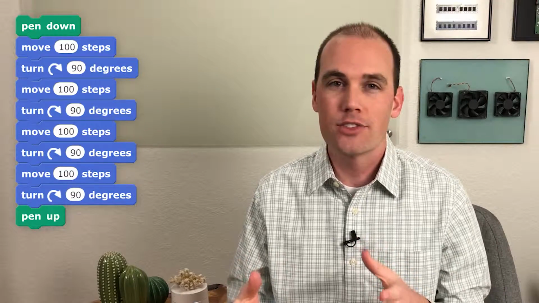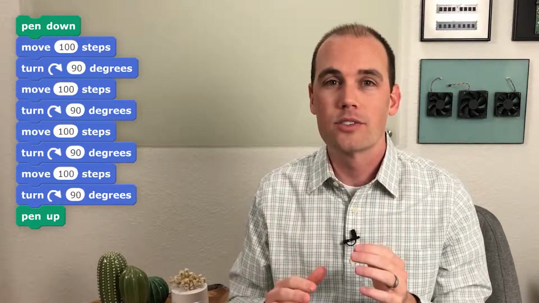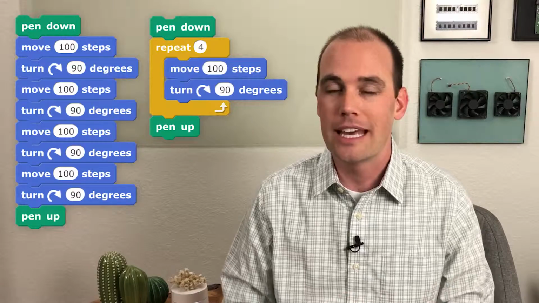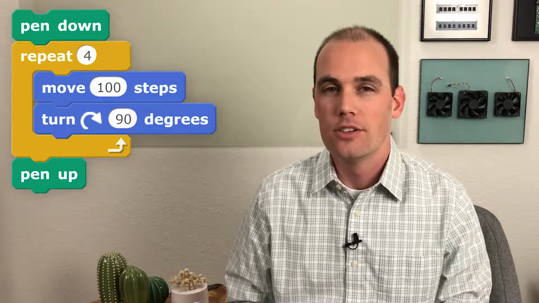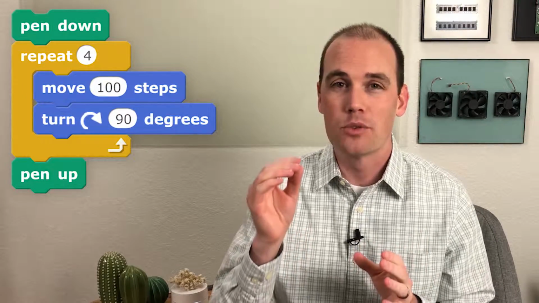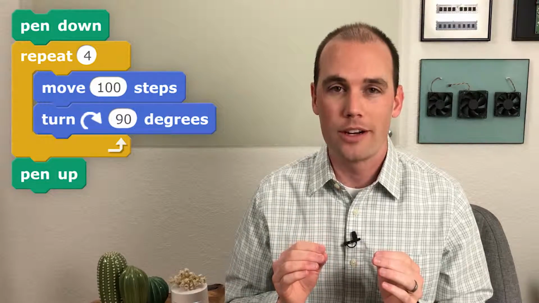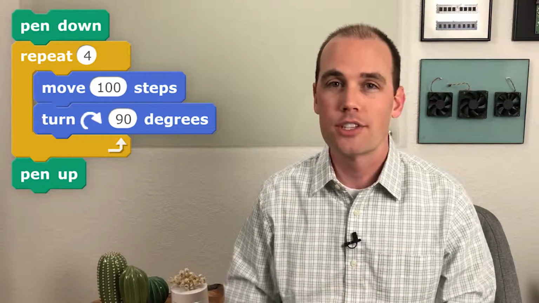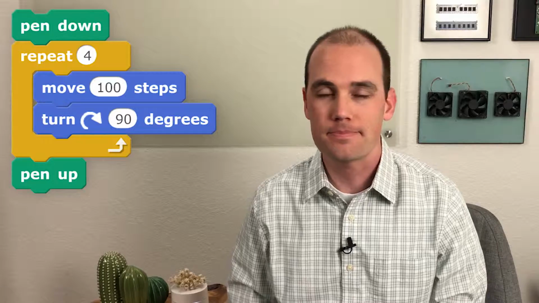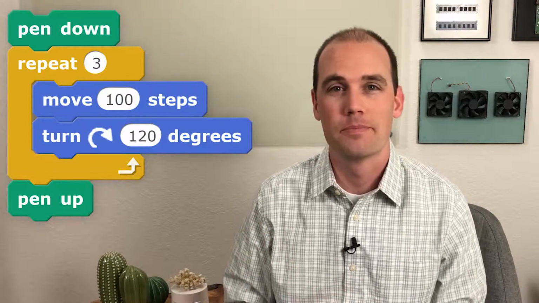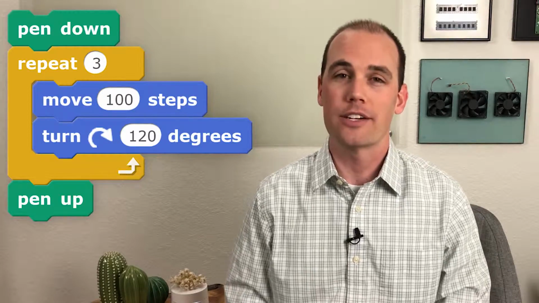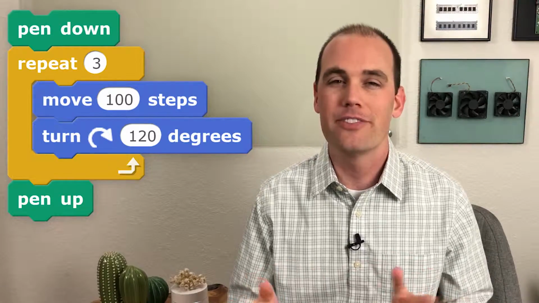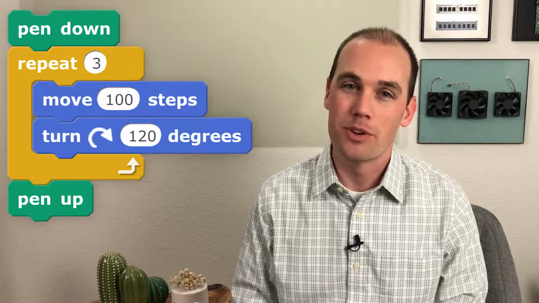You could easily create this code using all the individual blocks or simplify it using a repeat block. Notice that I programmed the pen to go down before we started drawing the square, and then go up as soon as the square was completed. Using that knowledge, can you guess what shape this makes? It will make an equilateral triangle. You probably figured that out as soon as you saw the number 3 in the loop block.